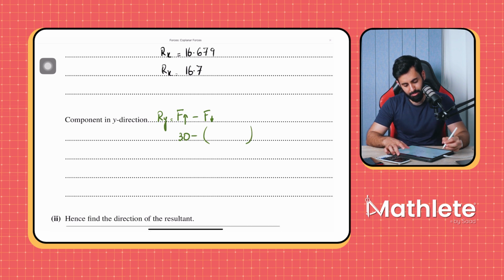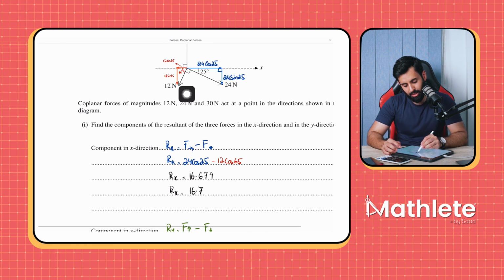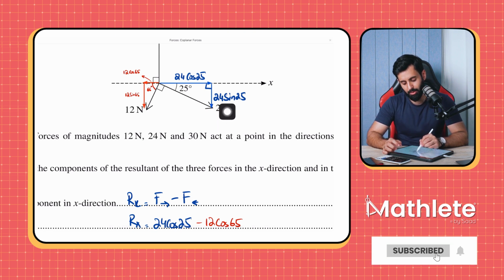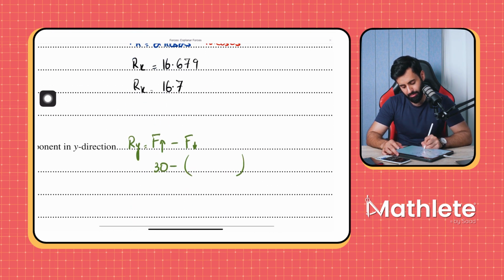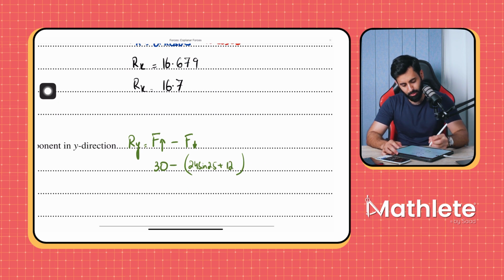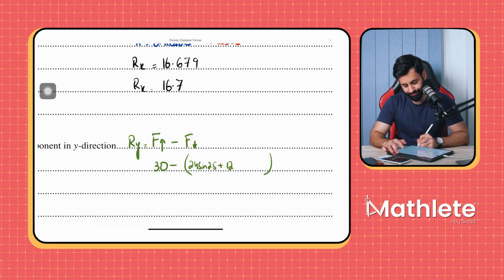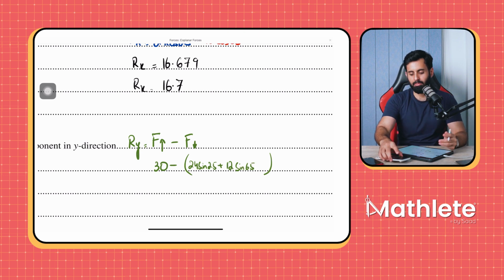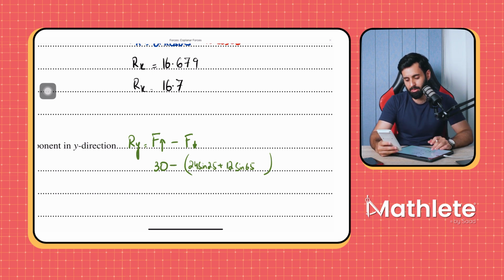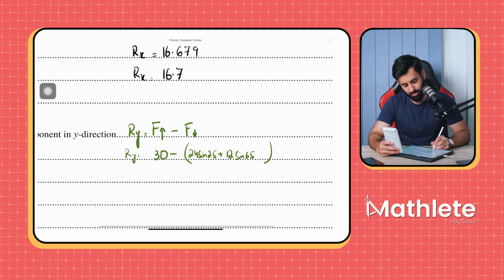And from it, we're going to subtract all the forces that are acting downwards. So downwards, we have two forces. One is the vertical component of this 24 Newton force, so that's going to be 24 sine 25. And there is another force, which is 12 sine 65. Okay, so let's work this out. 30 minus, again, just make sure you don't end up making a sign error, 24 sine 25 minus 12 sine 65 equals 8.98, which is the correct answer.